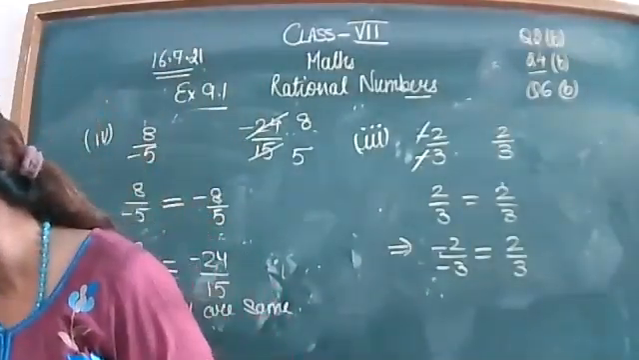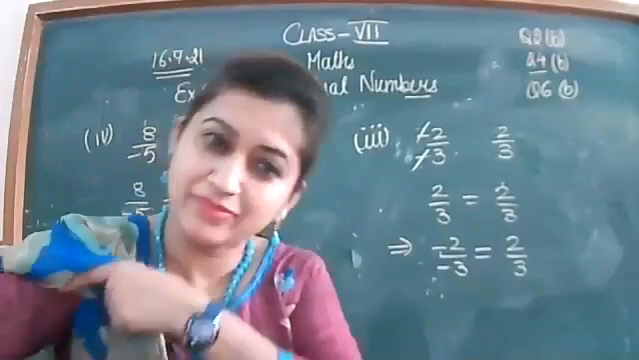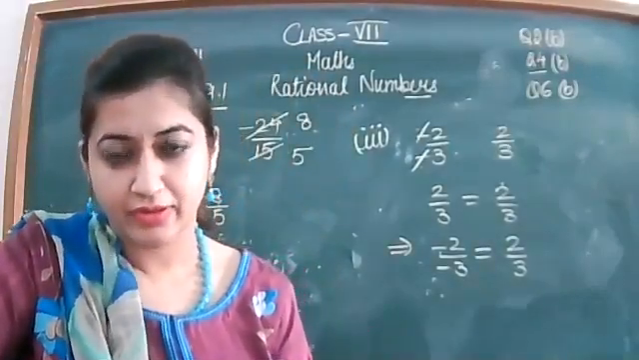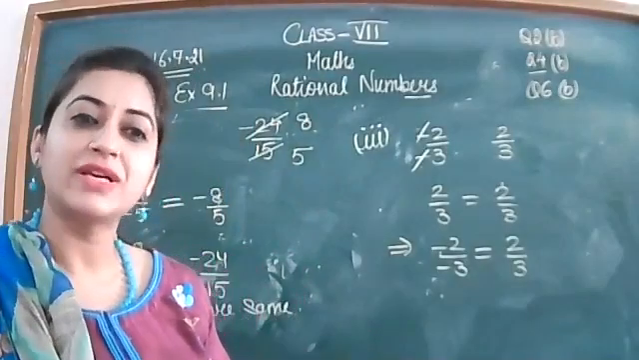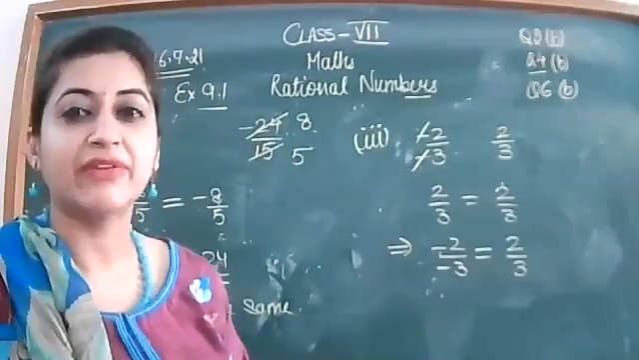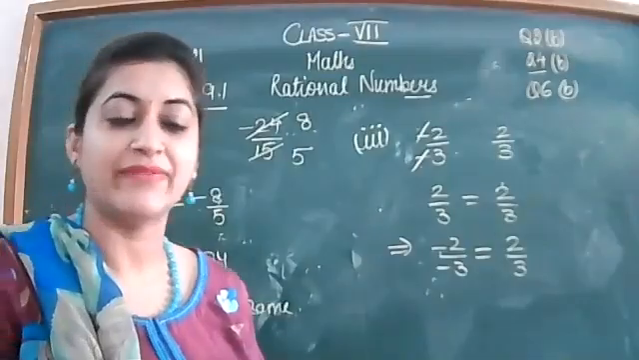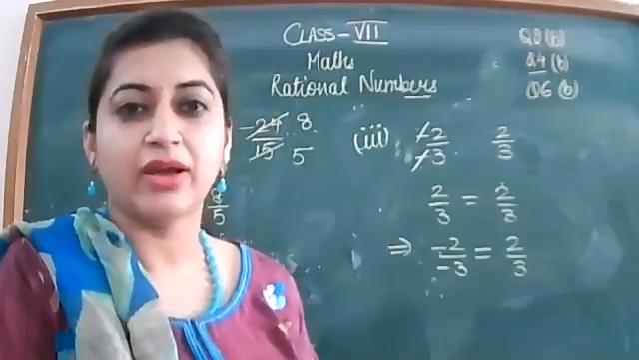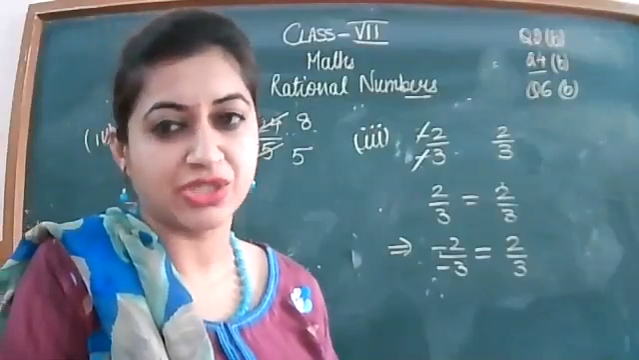Same is the case, Ma'am, for 7. Seventh is also not equal. Yes, Ma'am, because -5 and -9 will become 5/9, because first number is positive, second is negative. Again, they are not equal. So seventh part is also the same. They are not equal rational numbers.